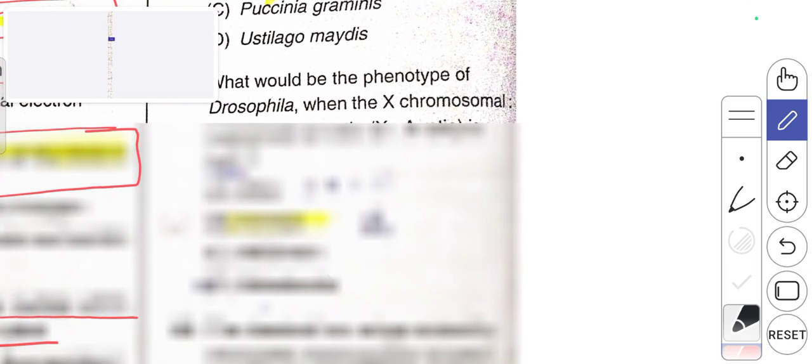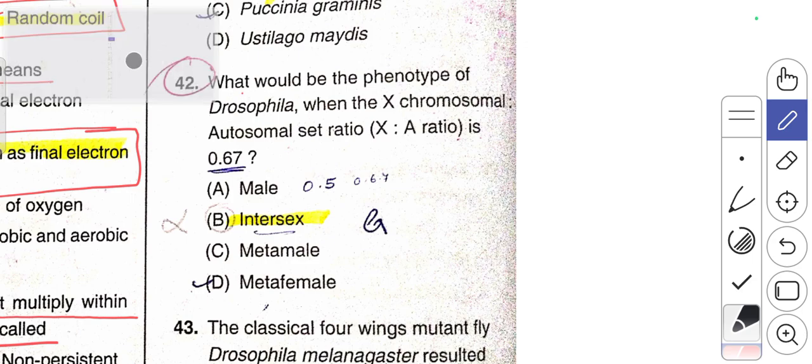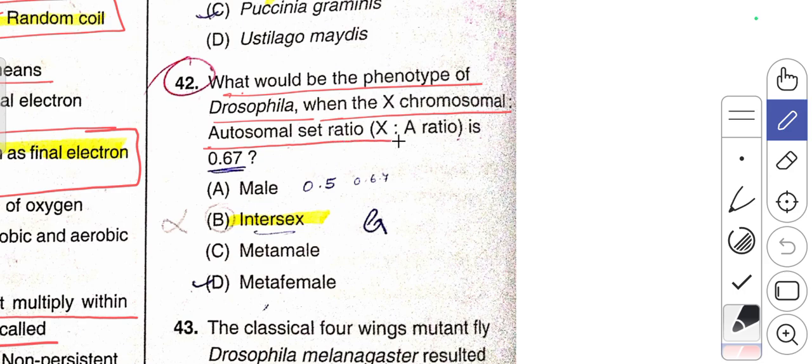Then 42nd question. What would be the phenotype of Drosophila when the X chromosome to autosomal set ratio, the X to A ratio, is 0.67? If it is 0.67, then it will be in between, that is intersex. B is the right answer.